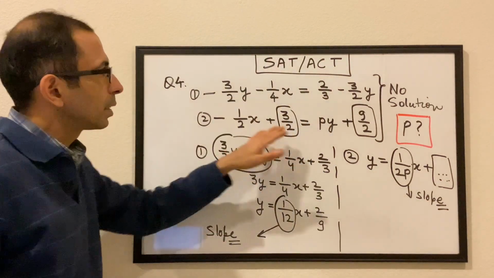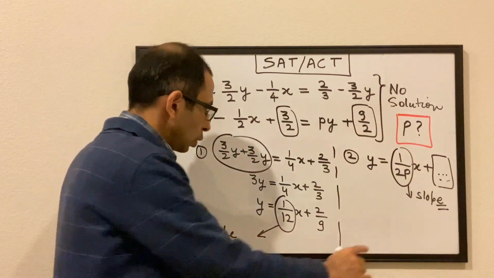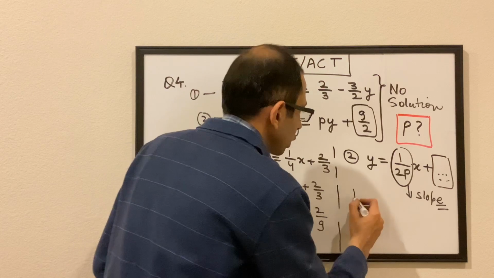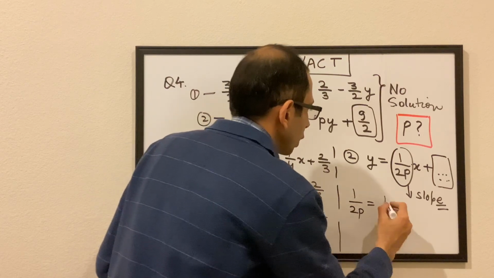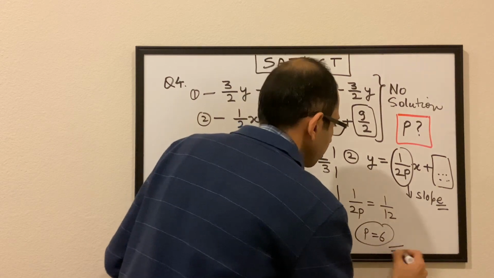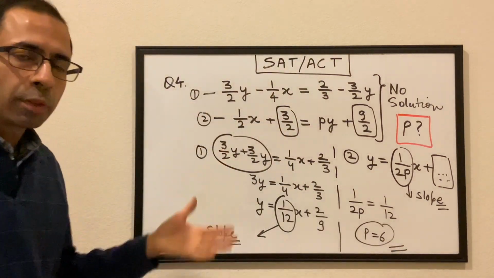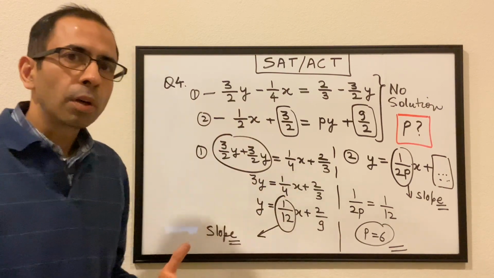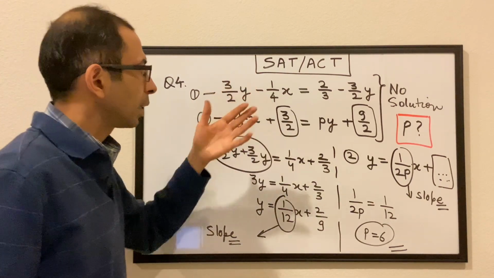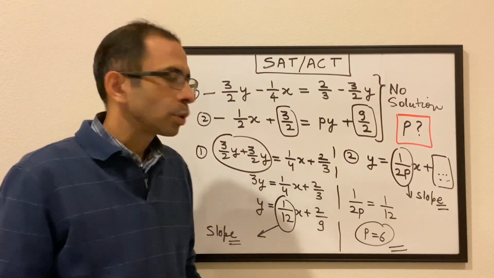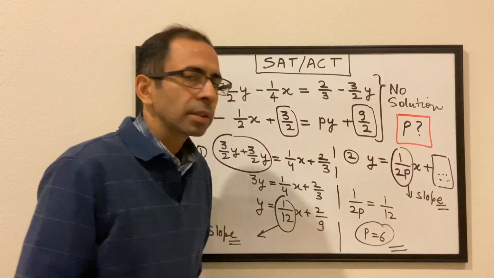Now if these two lines have no solution, then these two slopes have to be the same. They have to be parallel, right? So 1 over 2p is equal to 1 over 12, which gives us p is equal to 6. Again, it's a pretty straightforward question, just given in a little bit of a jumbled form. All we've got to do is find the slope of the first line, find the slope of the second line, equate both of them, and that helps us get the value of p, which is 6.